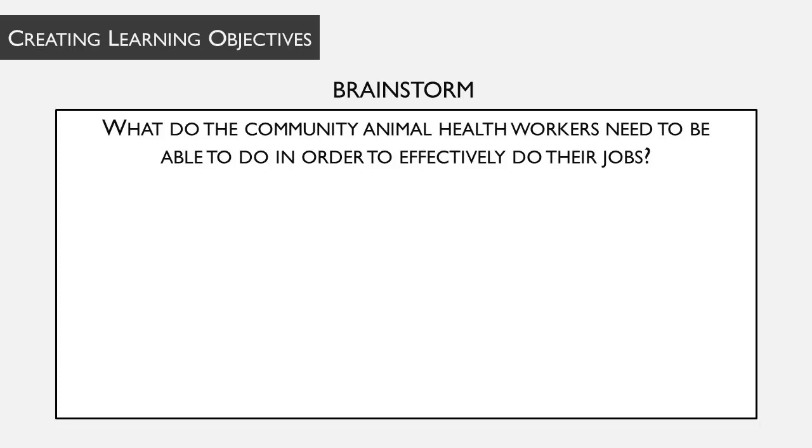So now that we know how to write an objective, how do we decide what we should prioritize as objectives? The next few slides will provide a stepwise process for developing learning objectives. First, brainstorm all the content that should be covered within the training. In this example, we are looking at what the community animal health workers need to be able to do in order to effectively perform their jobs.